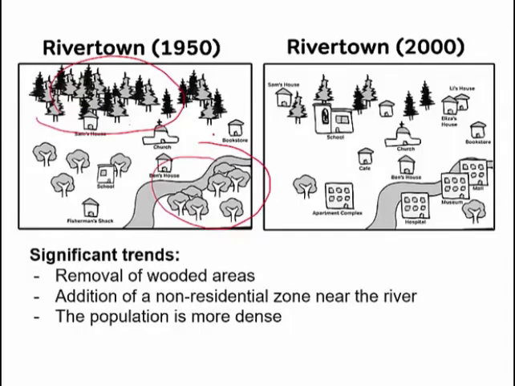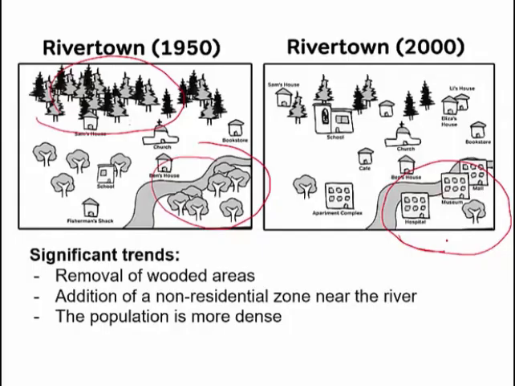Secondly, there's an addition of a non-residential zone near the river. Okay, we're talking about this place that used to be a forested area over here. Now there's a hospital, museum, and mall. I notice there are no houses there, at least no houses indicated on the map. So we're calling this a non-residential area where businesses and other things exist. Okay, so that would be a major change that I would point out.